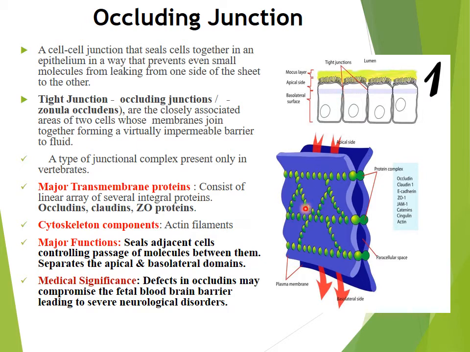So they will isolate the apical and the basal surfaces of these epithelial cells, so that no ions can be transported through these occluding junctions.